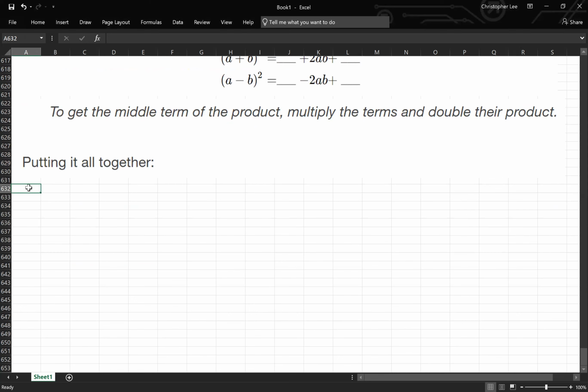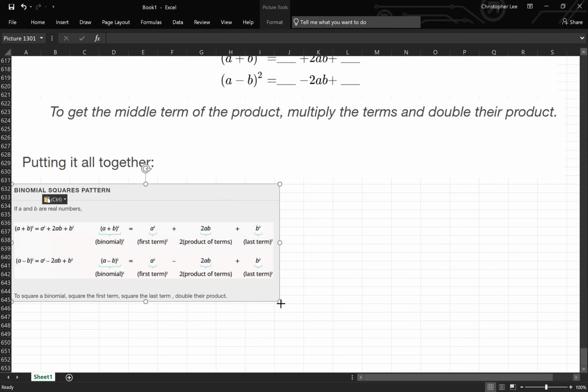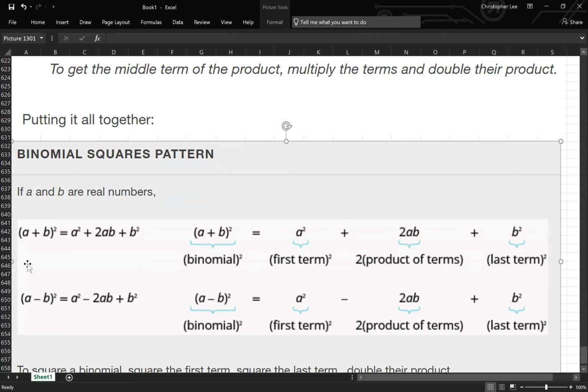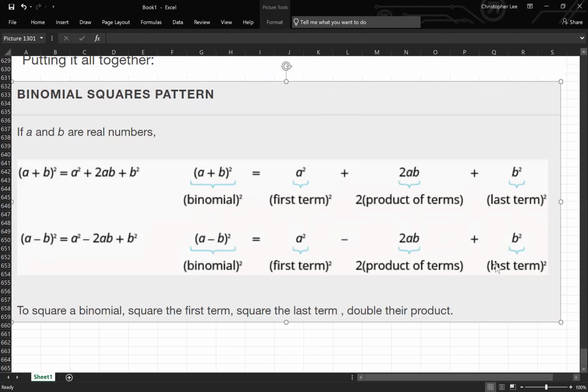All right. It's our shortcut, right? So we have the binomial squares pattern. If a and b are real numbers, then a plus b squared is equal to a squared plus 2ab plus b squared, where a plus b squared is a binomial squared. The first term is a squared plus 2 times the product of the terms, so 2 times a times b, plus b squared, which is the product of the last terms. Similarly, if I have a minus b squared, then I get a squared minus 2ab plus b squared, where a minus b squared is a binomial squared.